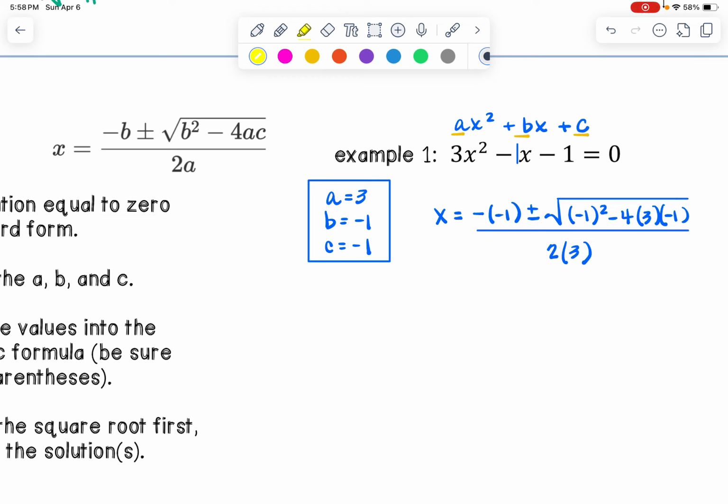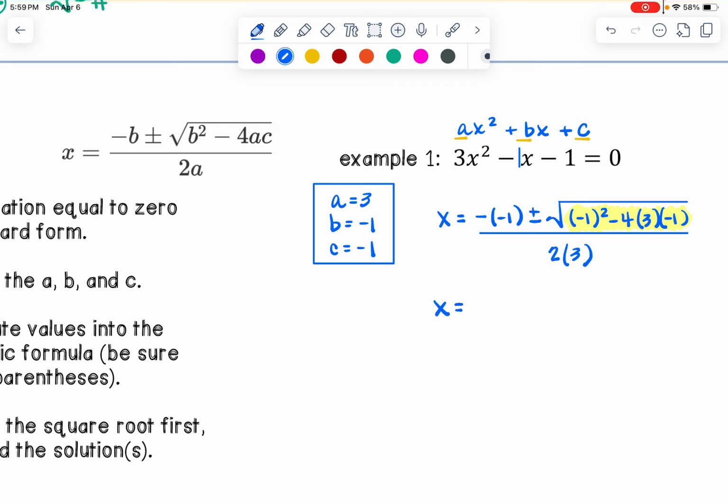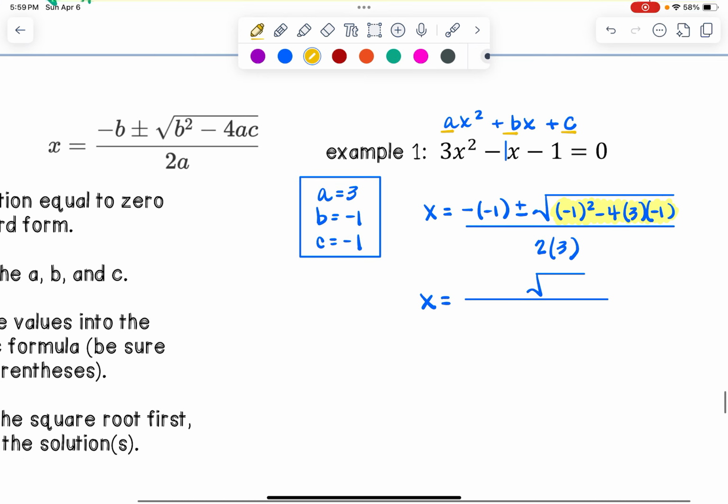So the first thing I would like us to do is, I don't ever want you to type in the square root in your calculator yet, because if it's not a perfect square, then you're just going to have to go back and redo it all anyway. So I'm going to bring down my x equals, here's my fraction bar. The first thing I'm going to do is type all of that yellow into my calculator, and I'm going to get that number and simplify it and bring it down here, okay?